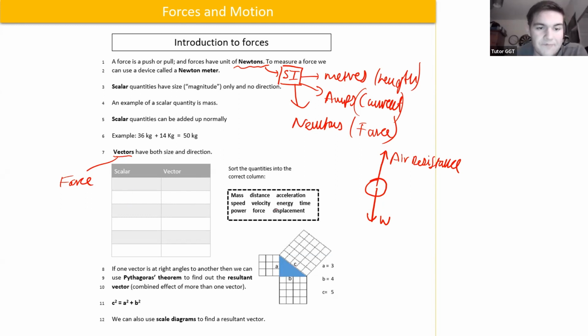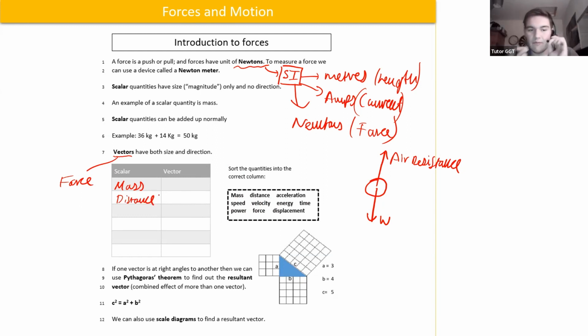So if we have a look at these quantities here, we've got things like mass, distance, acceleration. These can be really tied down to either a vector or scalar. So things like mass, that is going to be a scalar quantity. It's just a measure of matter in an object. Distance is a scalar quantity. And often these things have pairs.